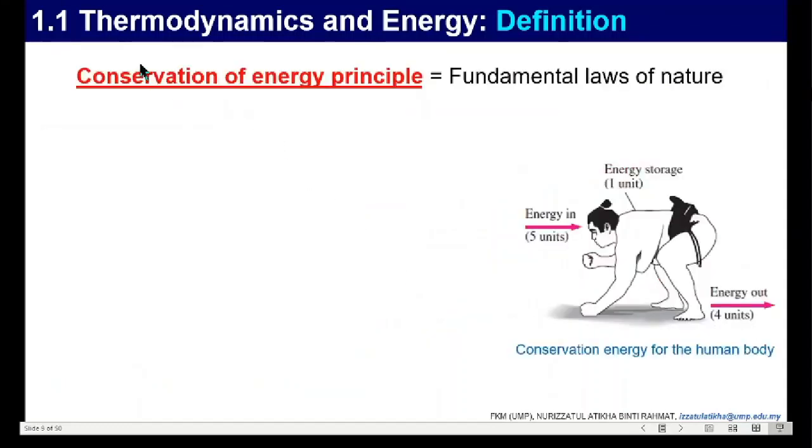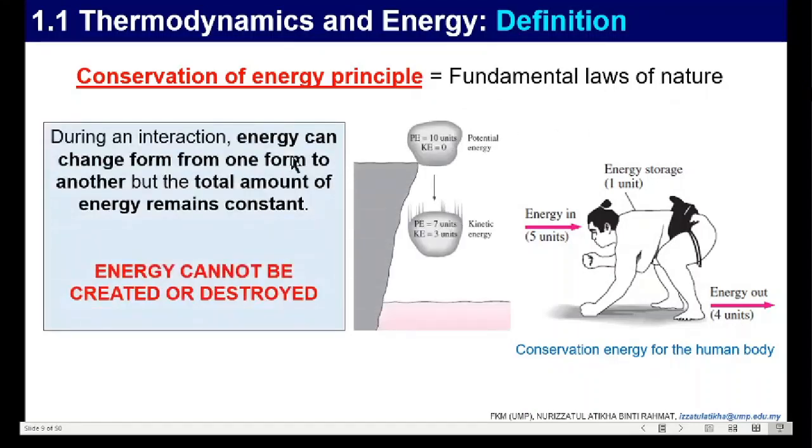Now, the conservation of energy principle is actually a fundamental law of nature. What is the meaning of fundamental law of nature? During an interaction, energy can change form from one form to another form, but the total amount of energy remains constant. So please remember, energy can change form. However, it cannot be created and it cannot be destroyed, and the total amount of energy remains constant.